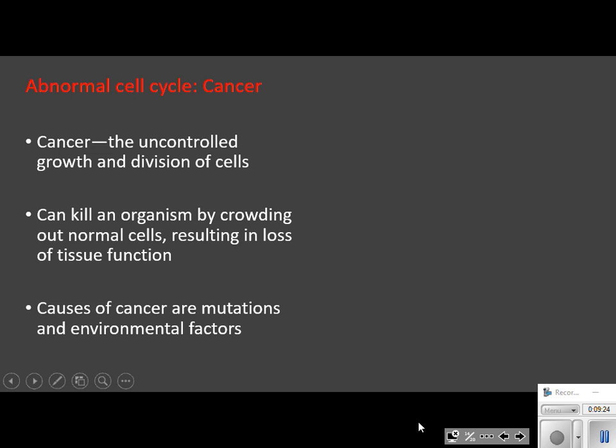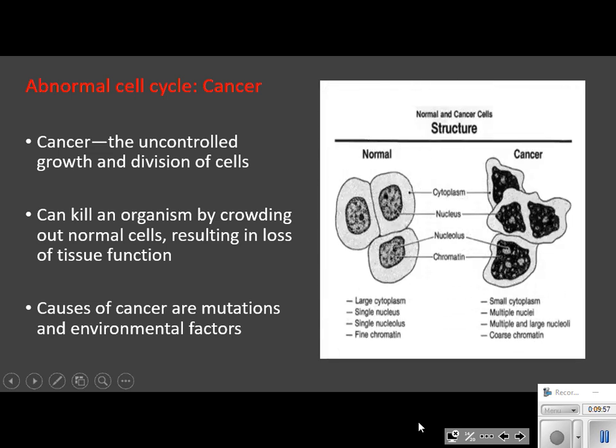I'm sure we can think of an environmental factor that causes cancer, can't we? Anybody? Yeah, smoking. Smoking is an environmental factor that could cause cancer. Have you ever heard of skin cancer? What causes that? Being exposed to sun and the ultraviolet lights. Okay, so we're going to talk about some of these mutations and these environmental factors.